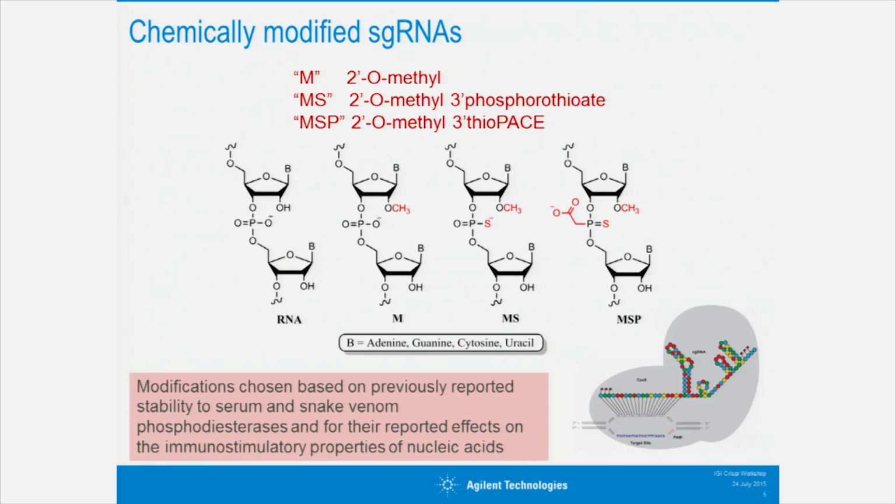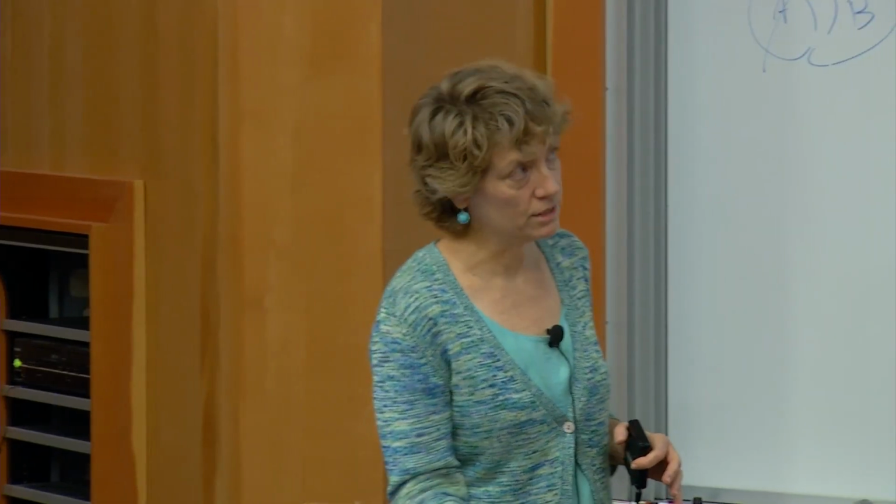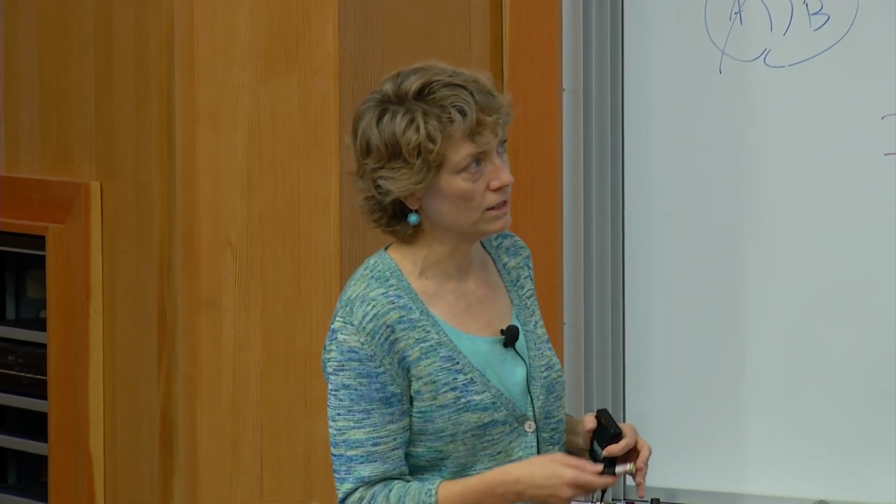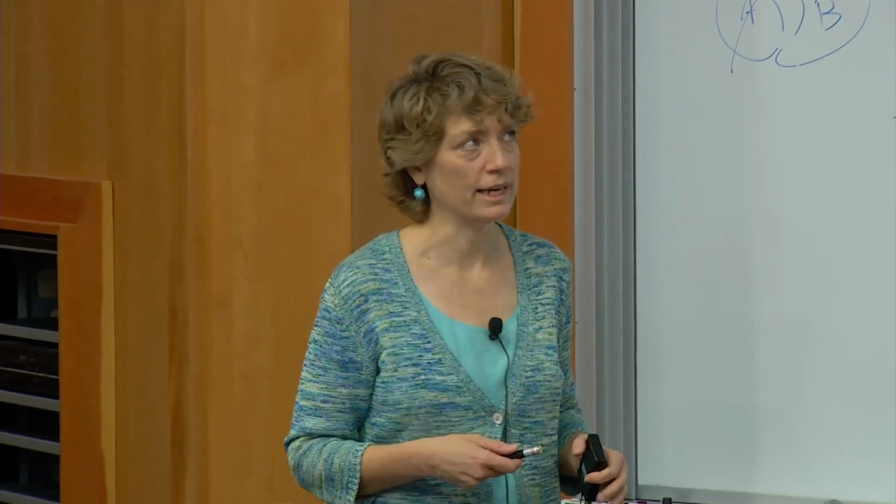So the 3 modifications, the chemical structures are shown here. So 2'-O-methyl, which we just abbreviate as M, then 2'-O-methyl 3'-phosphorothioate, which is MS, and then those 2 plus a PACE group, which is MSP. And these modifications were chosen because they're expected to affect the stability of the RNA and resistance to exonucleases, as well as they've been shown in some RNAs to have effects on the immunostimulatory properties of those nucleic acids.